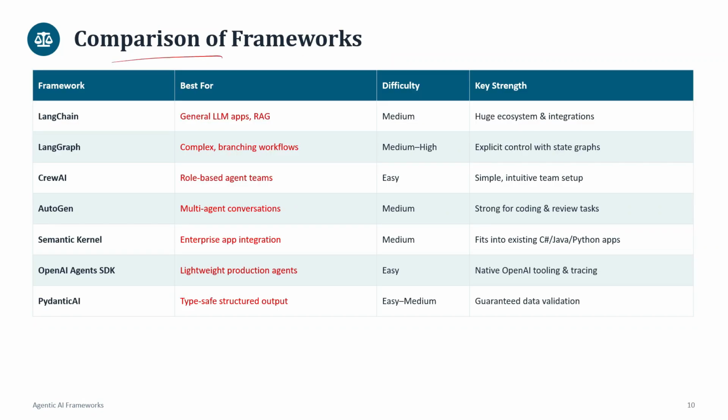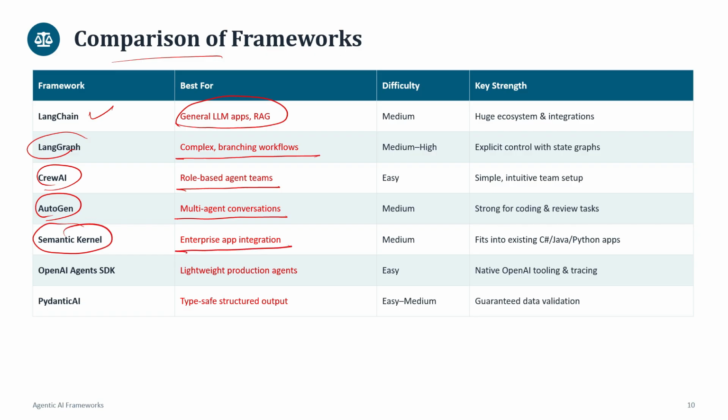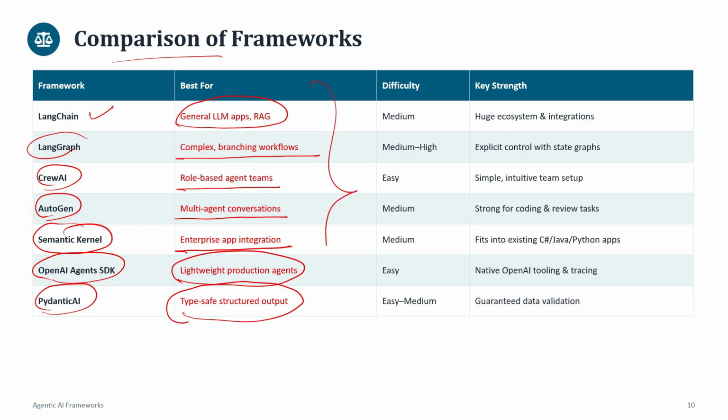So, overall comparison: LangChain is for general LLM apps, which can use RAG. LangGraph is for complex and branching workflows. CrewAI is for role-based agent teams. AutoGen is for multi-agent conversations. Semantic Kernel is for plugin-style integration in your enterprise business applications. OpenAI Agents SDK is for lightweight production agents. Pydantic AI is for type-safe structured output.